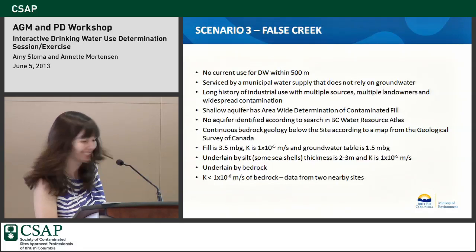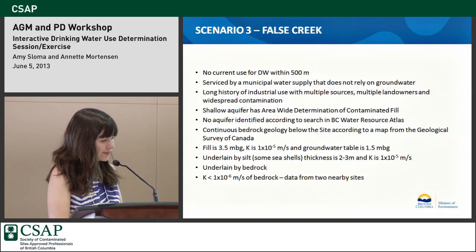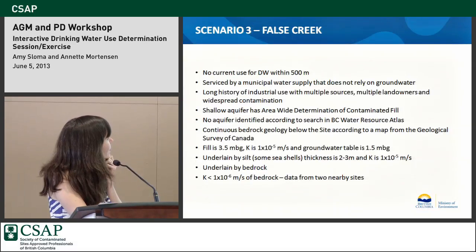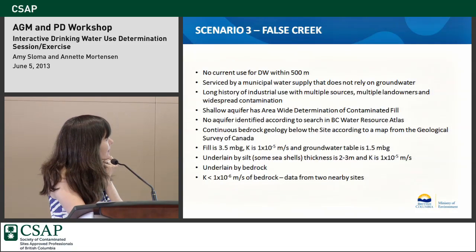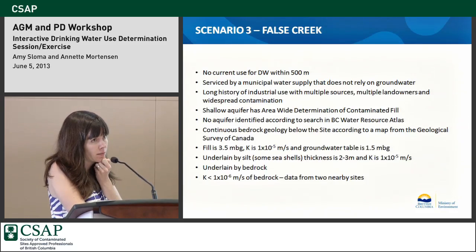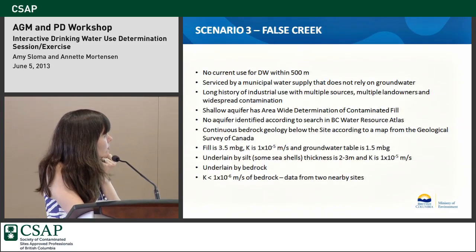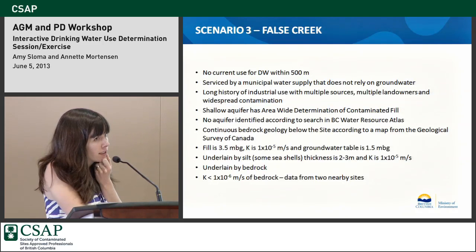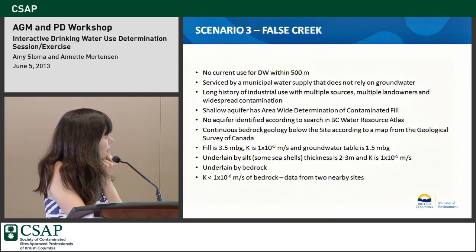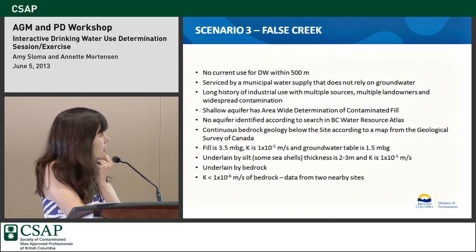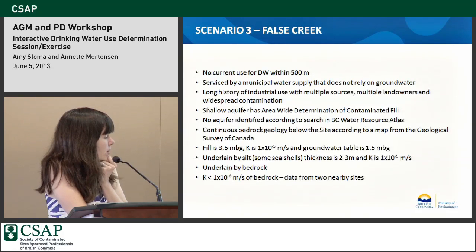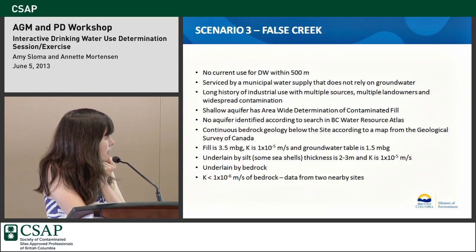Okay, thank you. So I have a False Creek example. You have no current use. There's municipal water supply, long history, multiple owners, multiple sources, widespread contamination. There's an area-wide determination for this area. No aquifer identified, according to the Water Resource Atlas. A continuous bedrock geology; you have those maps from the Geological Survey of Canada. Got this fill layer. You have a high K. You've got your groundwater table, it's 2 meters thick.